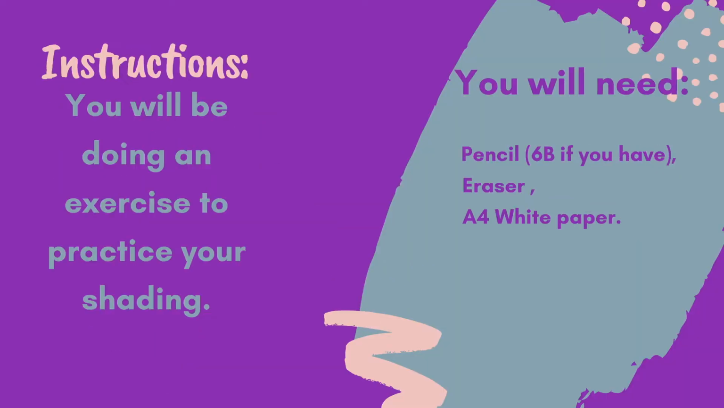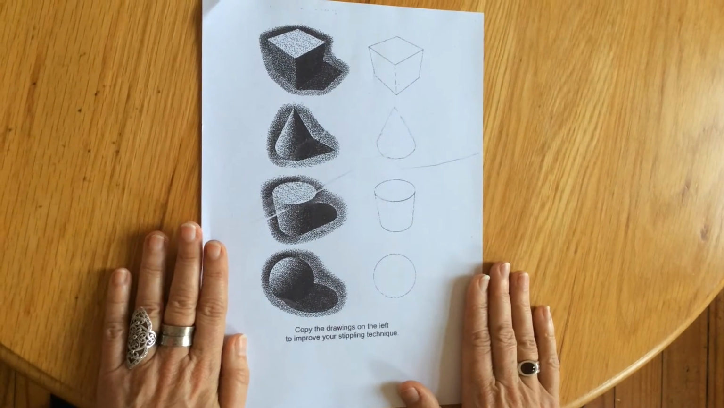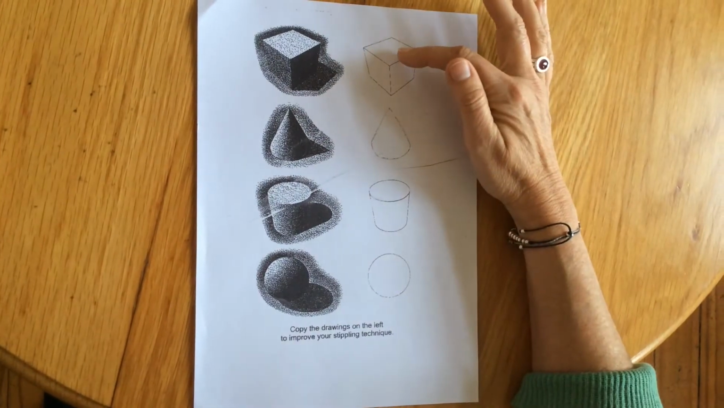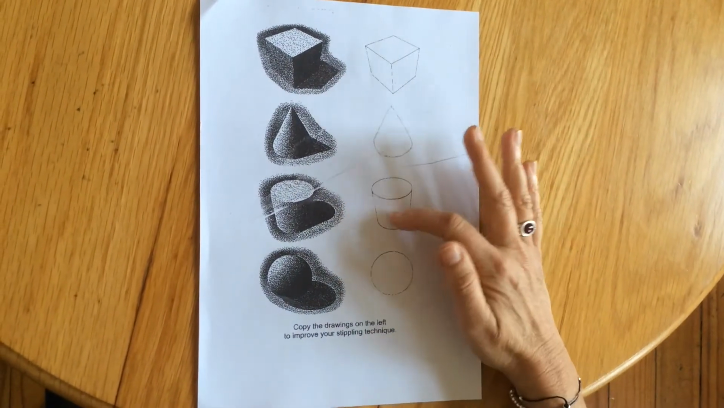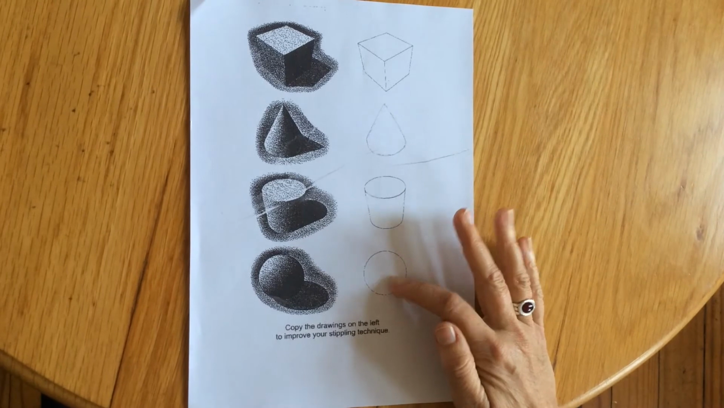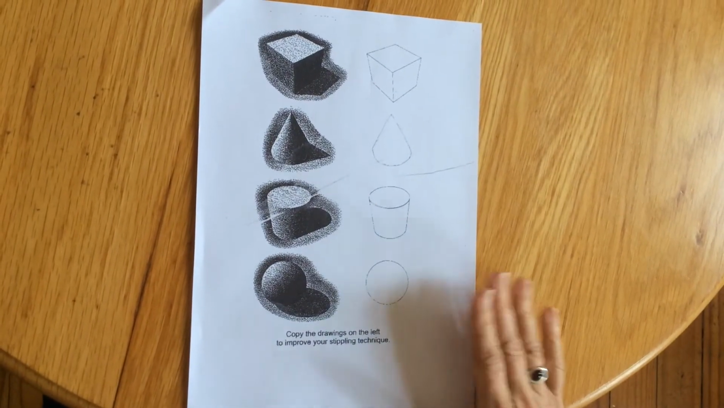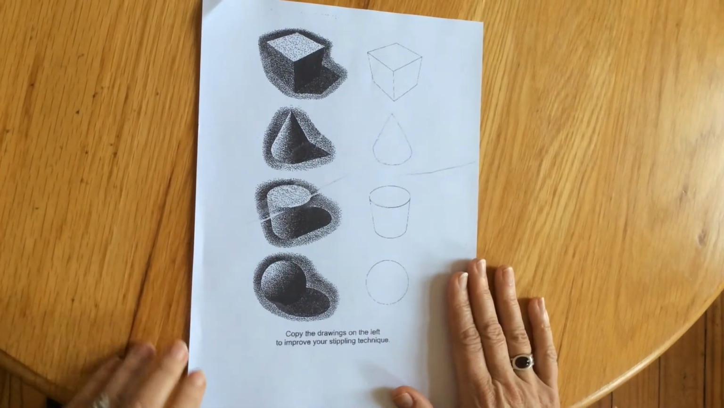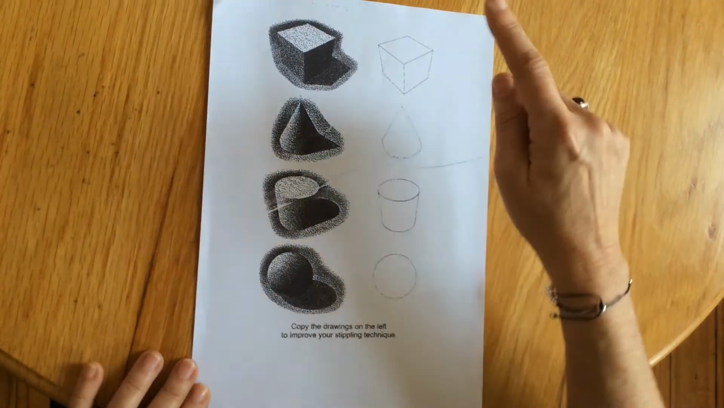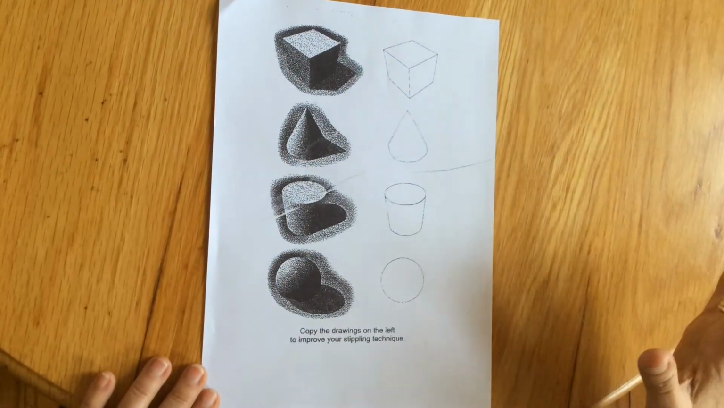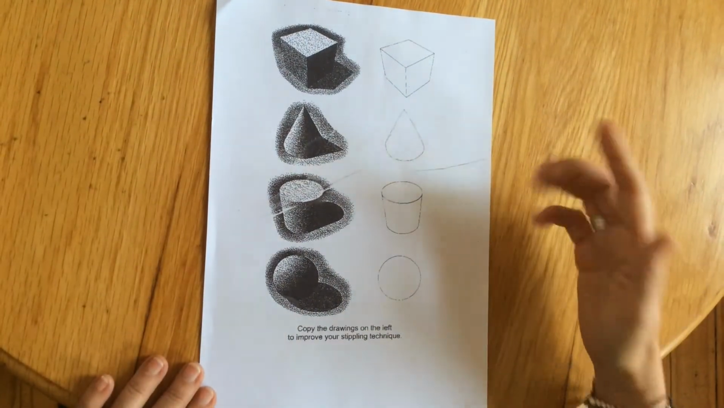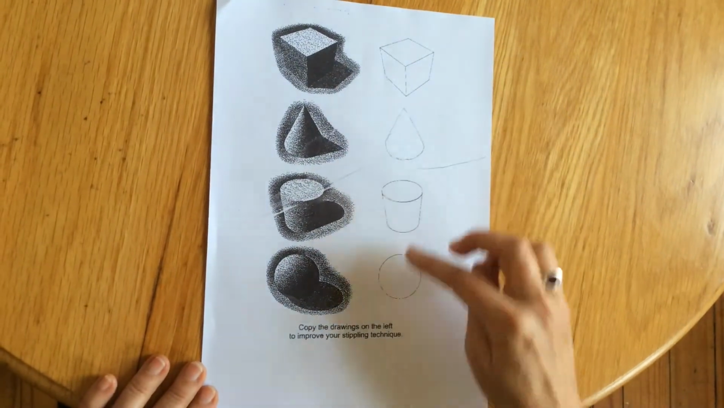Right. Let's have a look at this. Here we have our cube and our pyramid, our cylinder and our circle, and I would like you to use this as your practice. This is what I'd like you to do. I'd like you to use any of those techniques, or maybe try all of the techniques and turn these into their 3D.